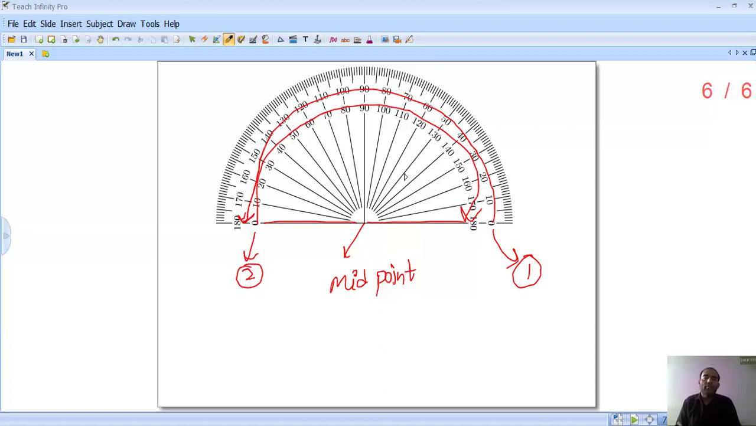So sir, which line am I going to use? Okay, I will explain it. First of all, you should understand which one is the midpoint, which one is the zero line, and which line we are going to use. That I will explain to you now.